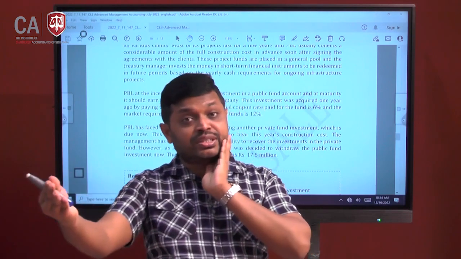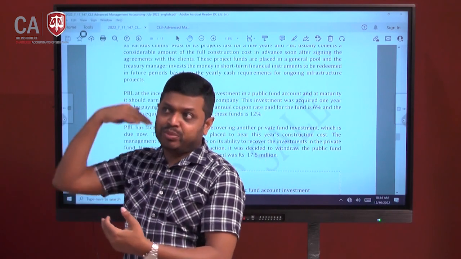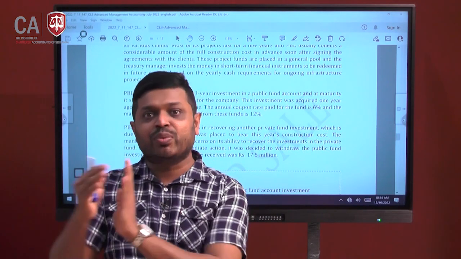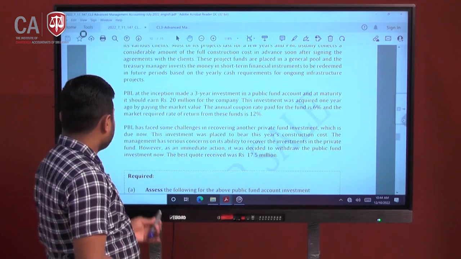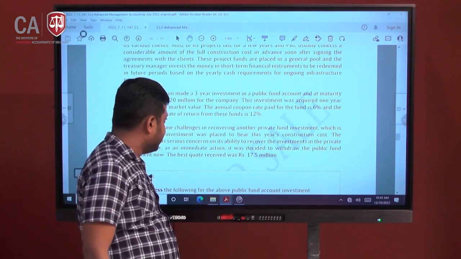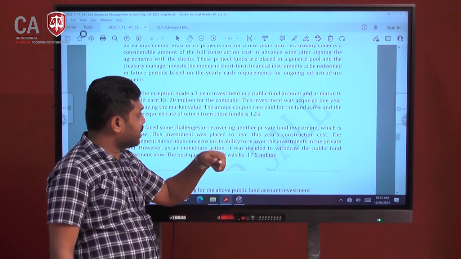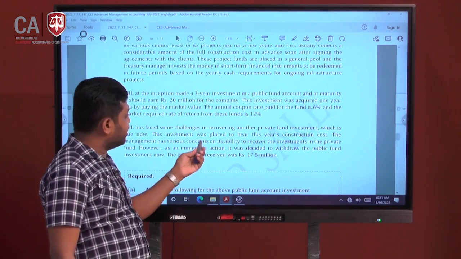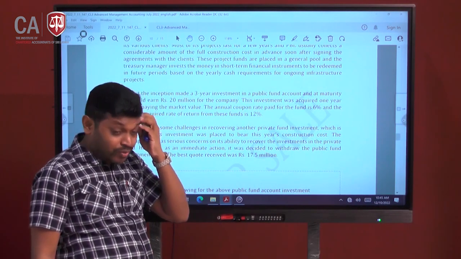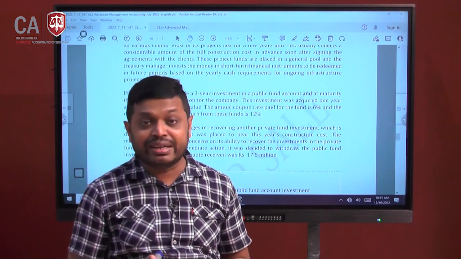Because your required rate of return is 12%, it will give a coupon rate. Coupon rate means interest will be computed on the face value. 20 million, if it is 20 million, you will receive 6% from the 20 million, right? That is the arrangement. BPL has faced some challenges in recovering another private fund investment, which is due now, right? This investment was placed to bear the sheer construction cost. The management has serious concern about its ability to recover the investment in the private fund. Now, they are facing a problem. Now, the fund is not able to redeem your money. That means a liquidity problem might arise, right?